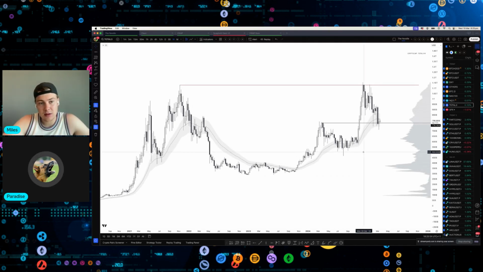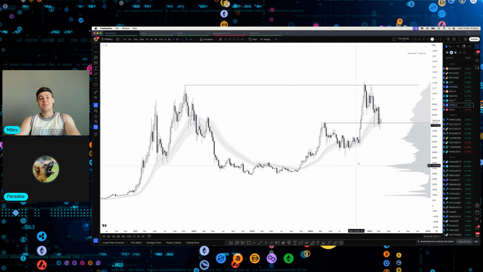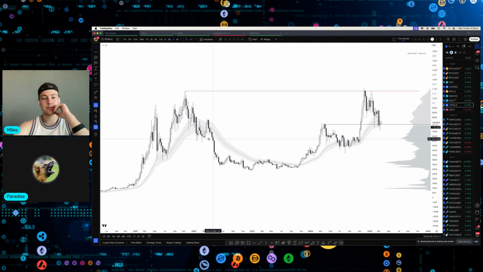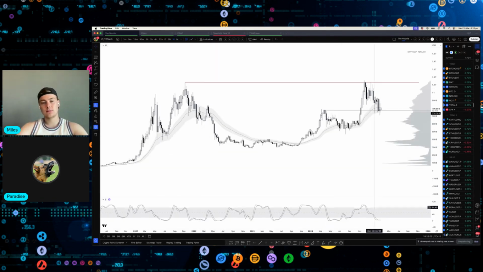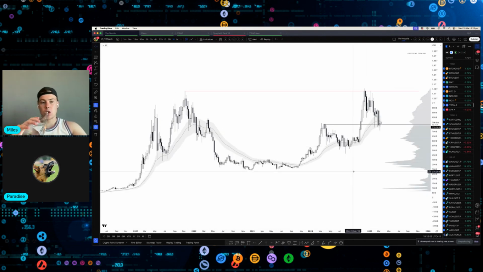Looking at Total 3 is another one. Yeah, let's talk altcoins. We talk about Total quite often on here, but from the noodle perspective, it's just been trending up on the weekly the whole time. Stochastic resets line up with it every time. It's been a really good barometer.